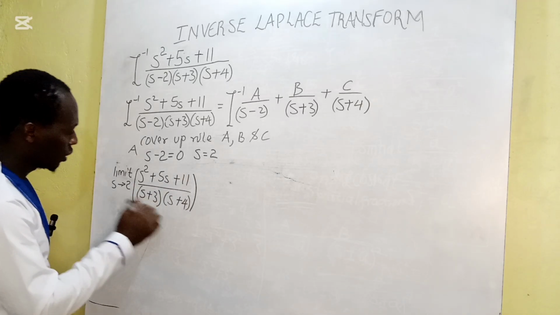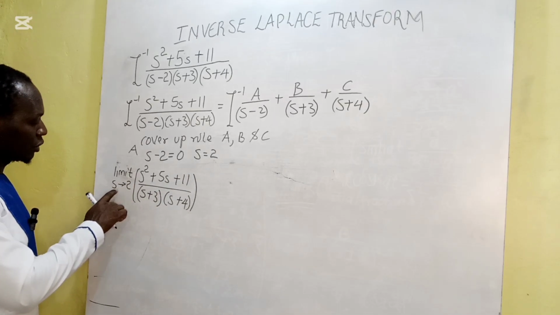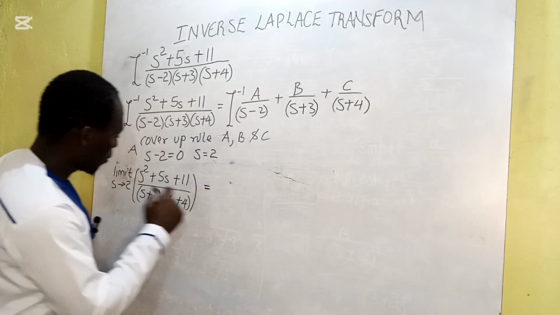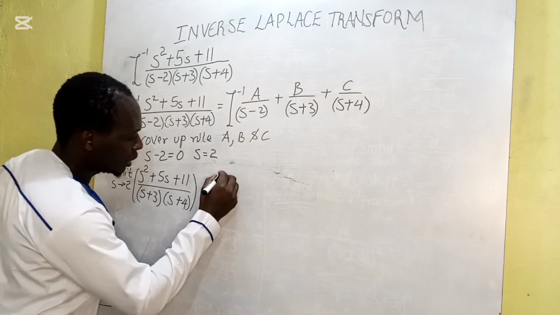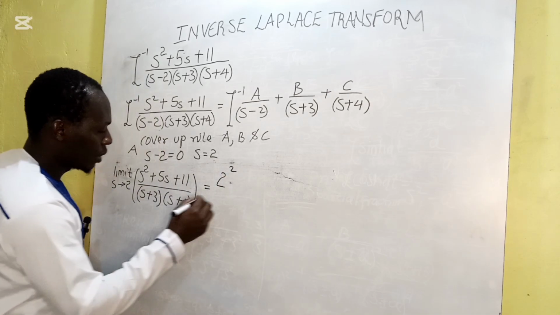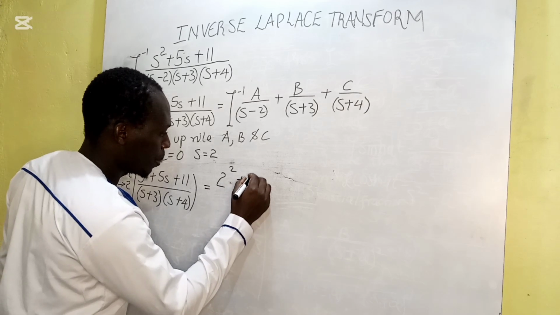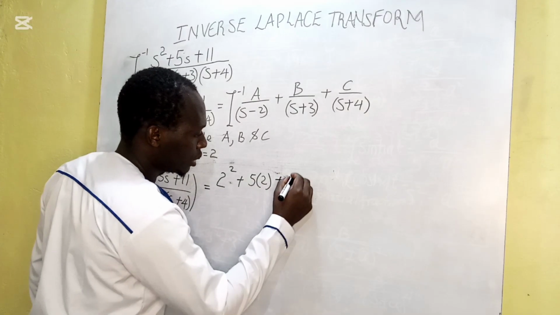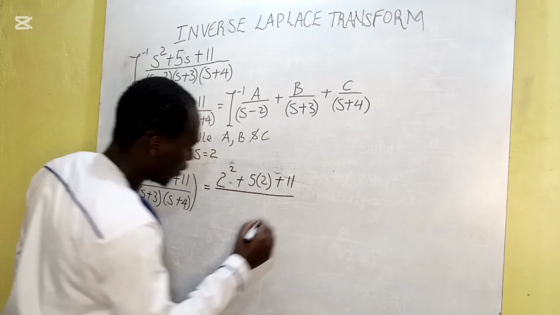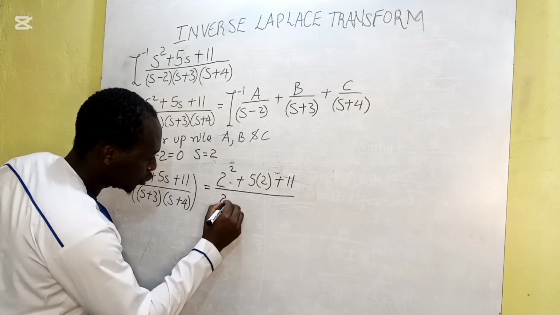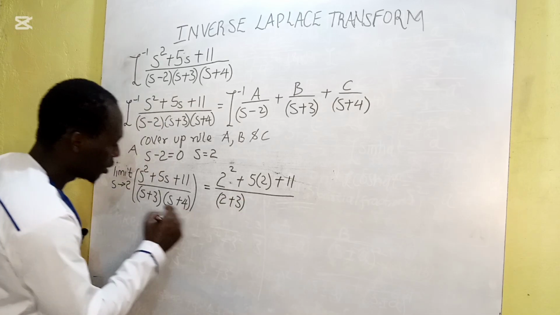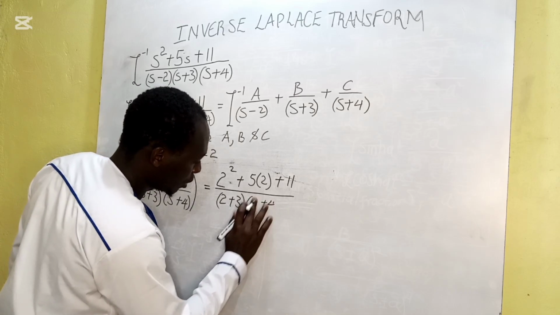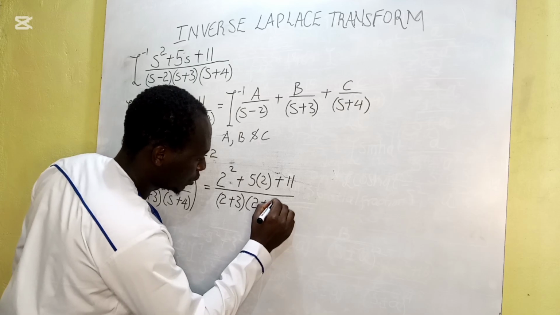Now we insert our limit, because the limit of s approaches positive 2. Where we have s, we replace it with 2. So we have 2 squared plus 5 times 2 plus 11, all over (2 + 3)(2 + 4).